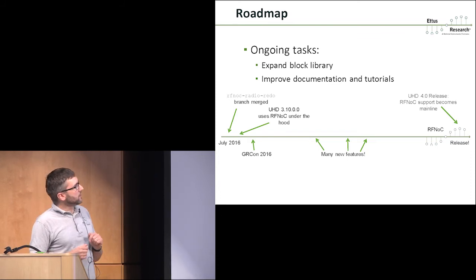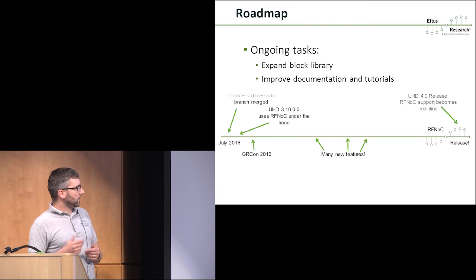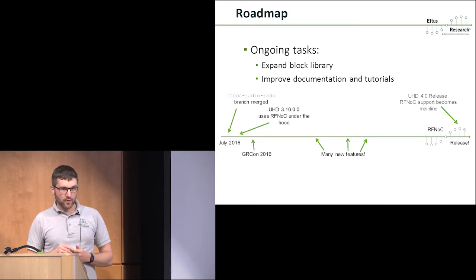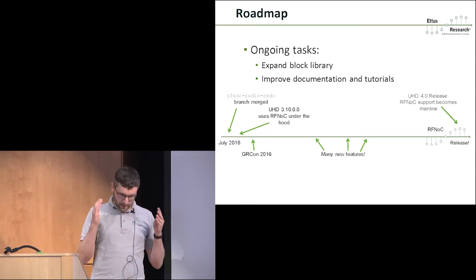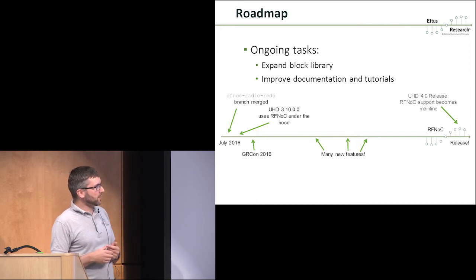And when we released UHD 3.10, it already included RFNoC for certain use cases. So now we have GNU Radio Conference. At some point in the future, we will release UHD 4.0. At that point, there will be no more feature branch. There will be only UHD. It'll include everything. And as I said, all future devices will be running RFNoC.